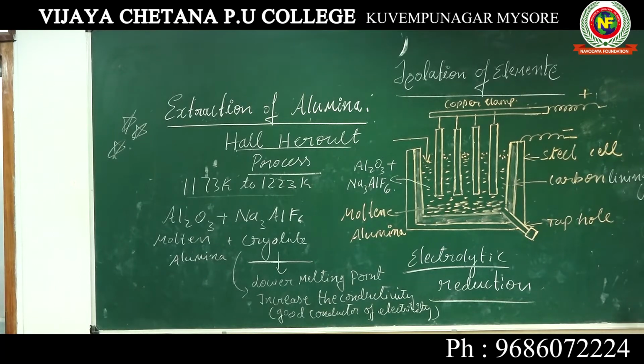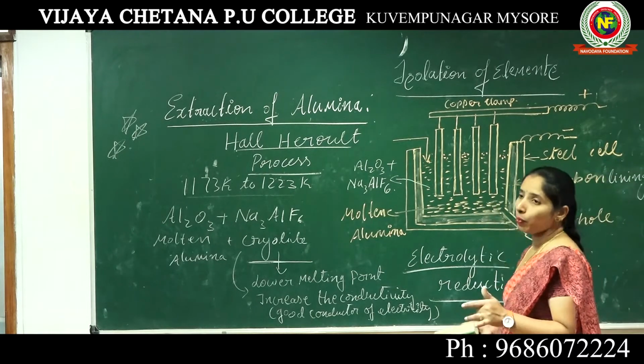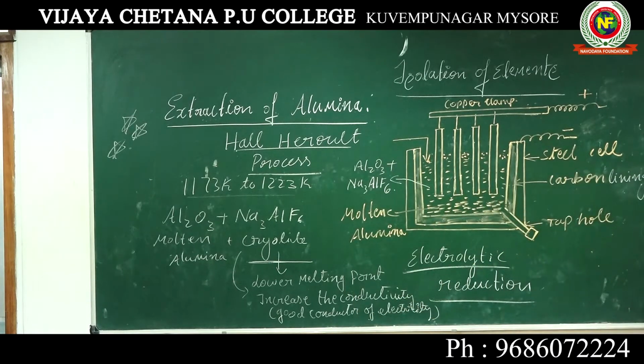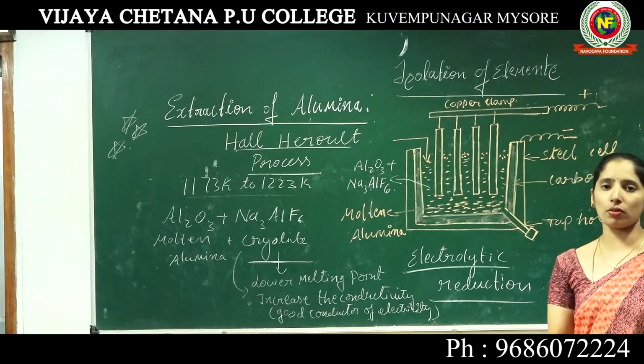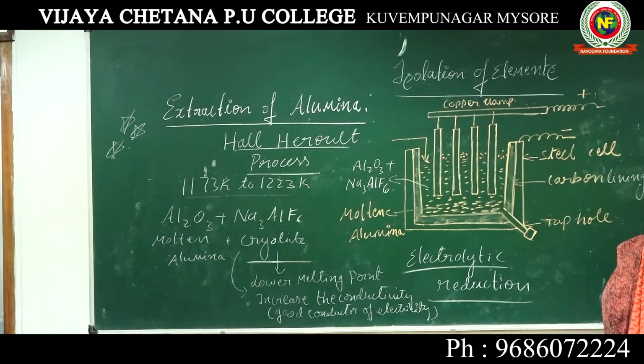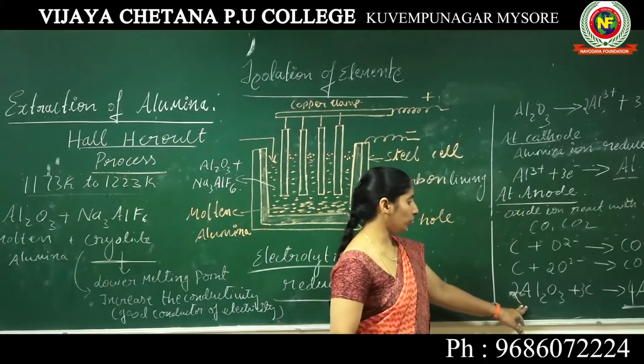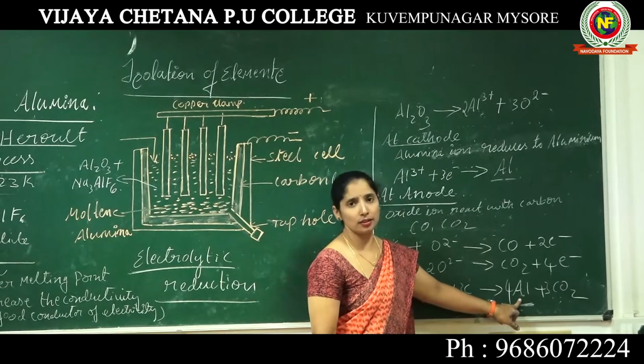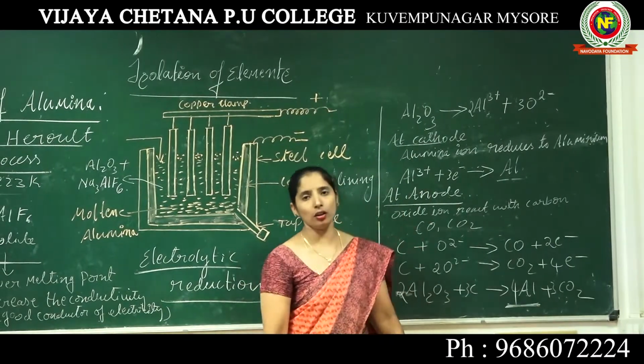So what happens here? The aluminum oxide decomposes to form what? The alumina, and at the cathode the aluminium will get deposited, at the anode the oxide will get deposited. At the cathode, the aluminium ion is reduced to form aluminium, and the oxide ion reacts with carbon to form carbon dioxide and carbon monoxide. So lastly, the net reaction is Al2O3 with carbon forming aluminum. Pure aluminum is what we are getting through this process.